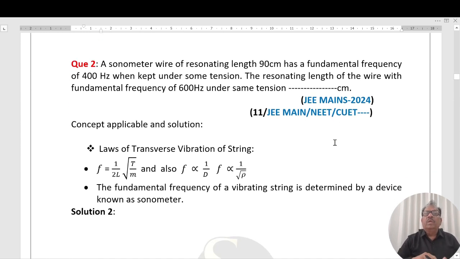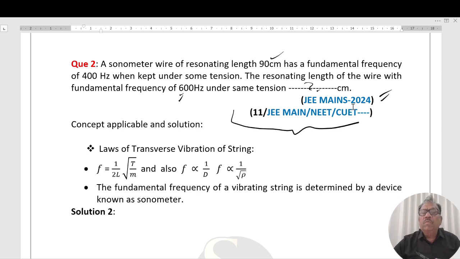Right? Now, next I will start the laws of transverse vibration of string. Question is, a sonometer wire of resonating length 90 cm has a fundamental frequency of 400 Hz when kept under some tension. The resonating length of the wire with fundamental frequency of 600 Hz under the same tension is, we have to fill in the blank. Question is taken from JEE 2004.